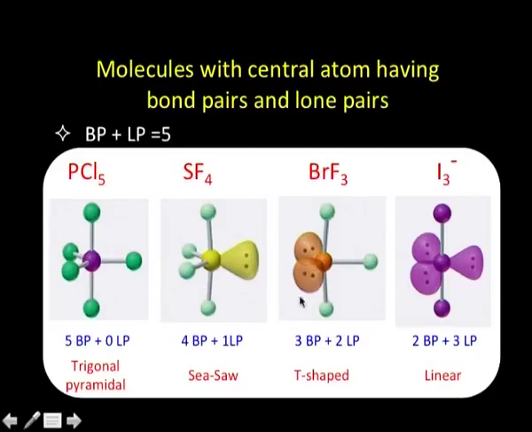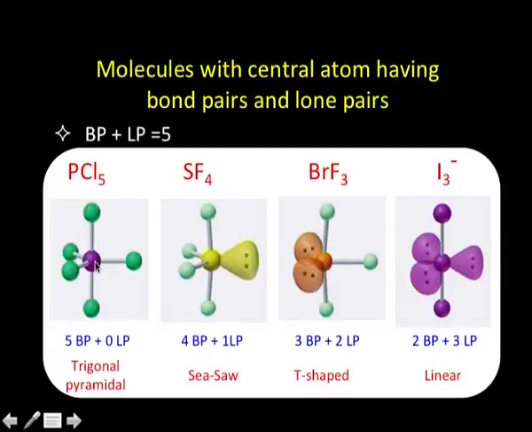First postulate gives me the electron pair geometry and second postulate gives me the molecular geometry. Okay, let us move further and take another series of molecules here. In the examples taken here, the sum of the number of bond pairs and the lone pairs happens to be 5.